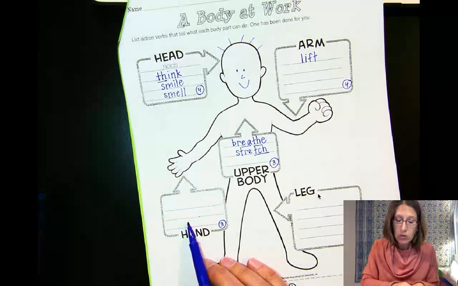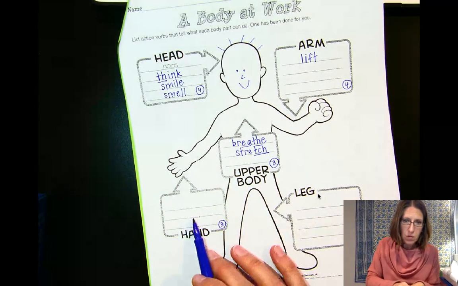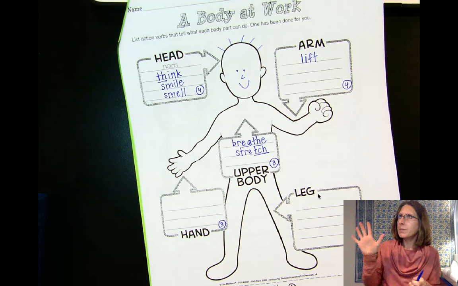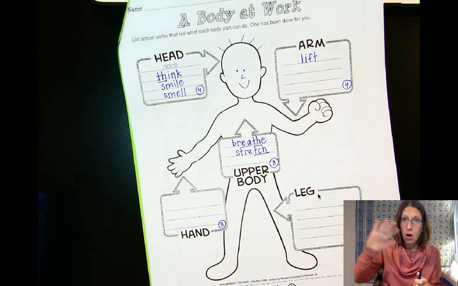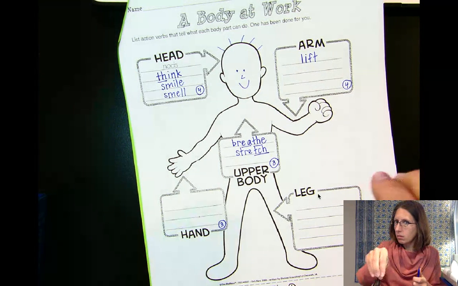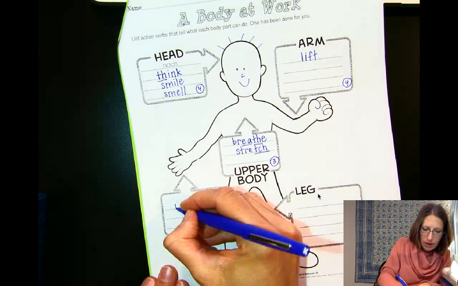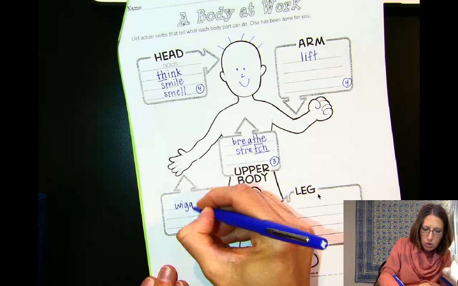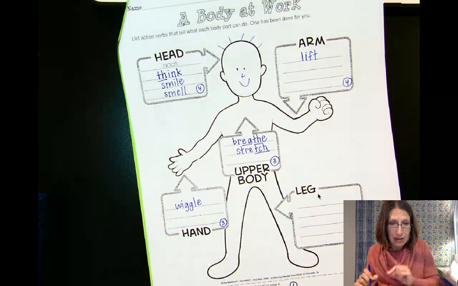All right, let's go to hand. So I'm going to let you finish this one. You're going to finish some of these, but your hand, what can your hand do? Maybe you could do wiggle, like your fingers can wiggle. Ooh, you could do wave. You could grab something. We'll do this one together, and then you can choose 2 more words, and you'll notice we're writing neatly on the line.